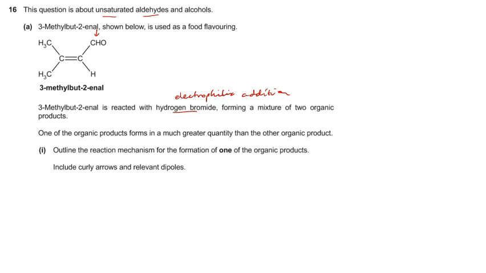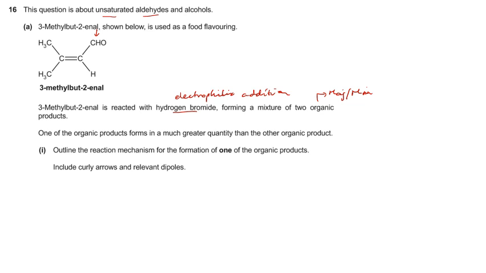Alright, forming a mixture of two organic products. So that's going to be the major and the minor, according to Markovnikov's rule. So one of the organic products forms in a much greater quantity, that would be the major, than the other product. And we have to outline the mechanism. Alright, and it doesn't care whether you give the major or the minor by the looks of the question.